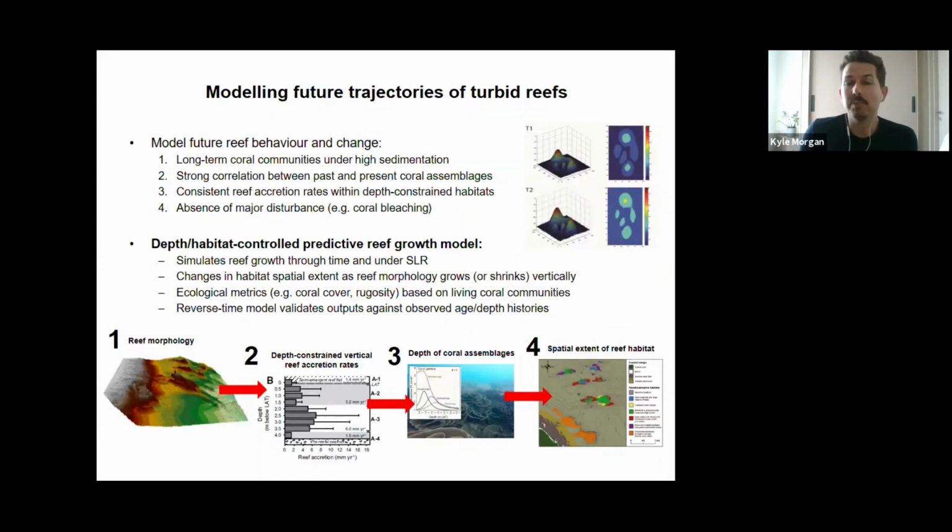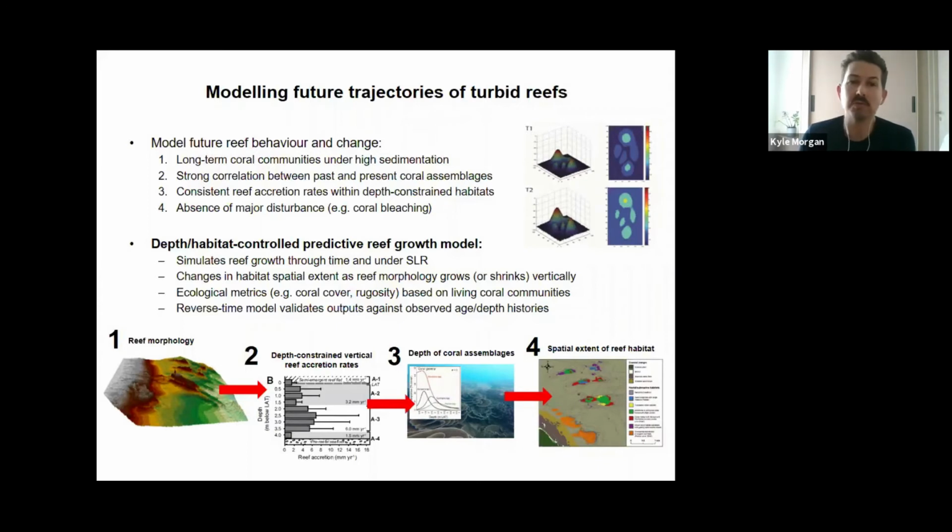So by developing a lot of this field data from some of the studies that I just showed you, we do actually have a unique opportunity here to incorporate some of that information into trying to model future trajectories of these turbid reef habitats. So the idea was to really use that to incorporate into this a predictive reef growth model to look at future reef behavior and change.